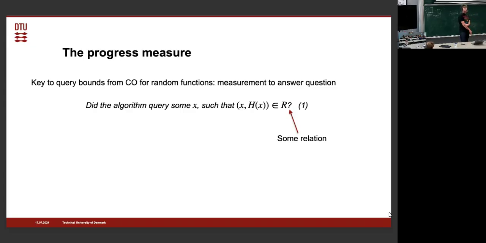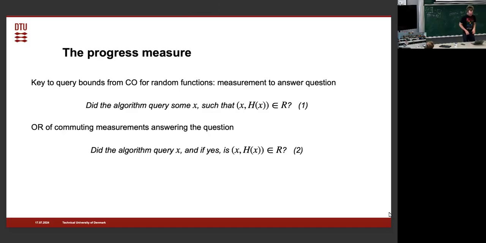Yeah. Right. So now basically the key to query bounds from this kind of superposition oracle, or from compressed oracle for functions, is the ability to answer the question: did the algorithm query some x such that x and h of x fulfill some relation? The good thing is that this is the OR of the commuting measurements that answer the question: did the algorithm query a particular input x? And if so, was the pair x, h of x in the relation?